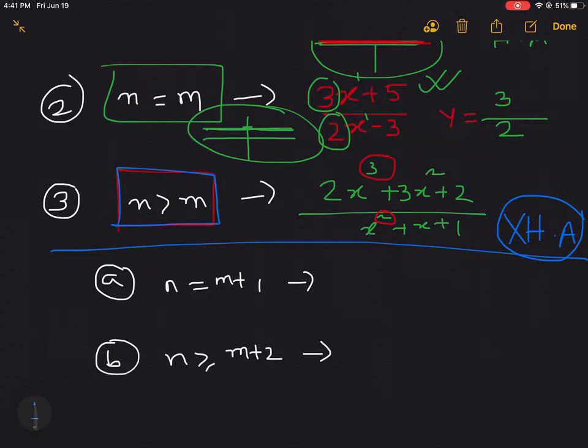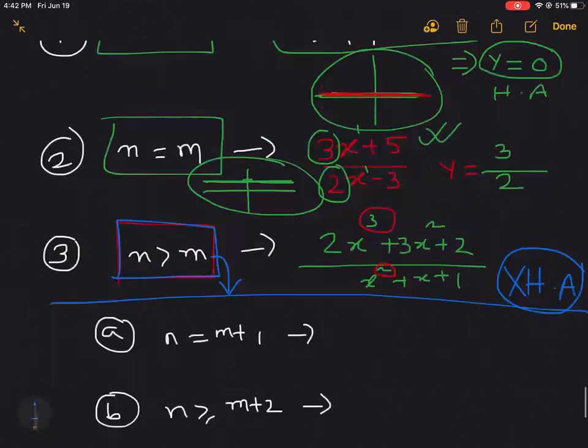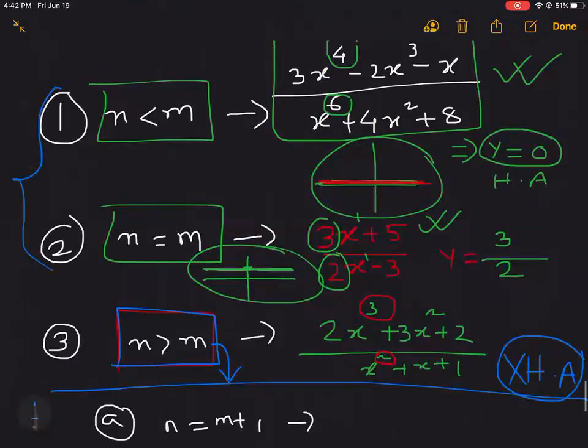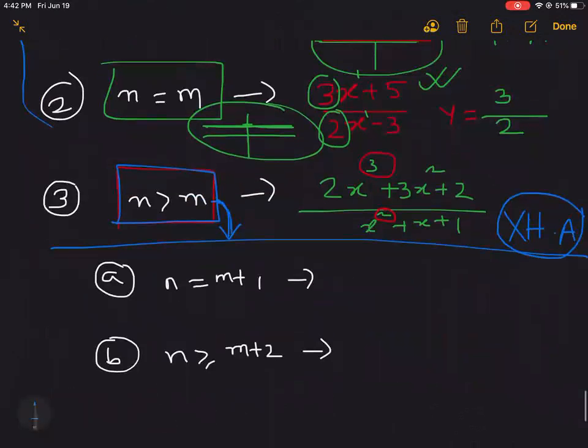So this concludes that we'll not have any horizontal asymptotes. But the next thing we need to check is whether there will be any oblique asymptotes or not. Whenever we see this case, for these two, we don't need to check that. But whenever we have this case, we want to check that as we don't have any horizontal asymptotes, are we supposed to have an oblique asymptote or not?